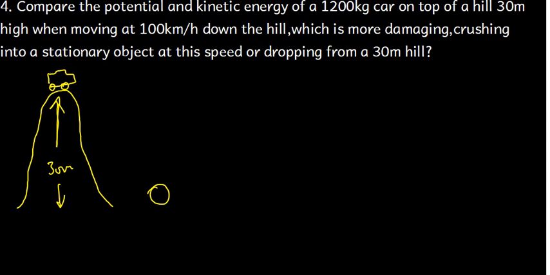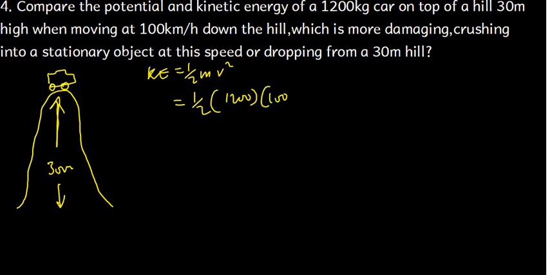Alright, so what we are going to do is first compare the kinetic energy and the potential energy. The kinetic energy is given by half mv squared. So that will be half, the mass is 1200, and we've been given the velocity as 100 kilometers per hour. So we first need to convert that kilometers per hour into meters per second.